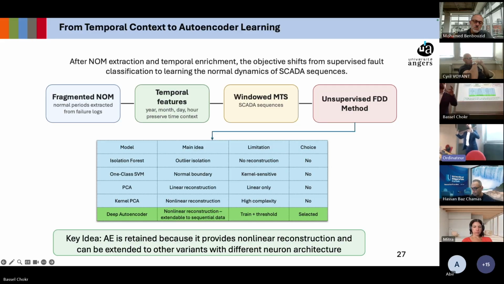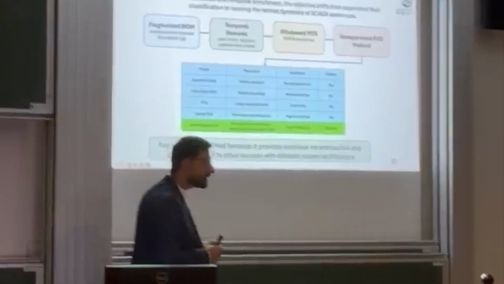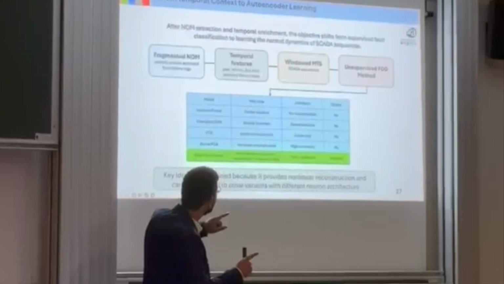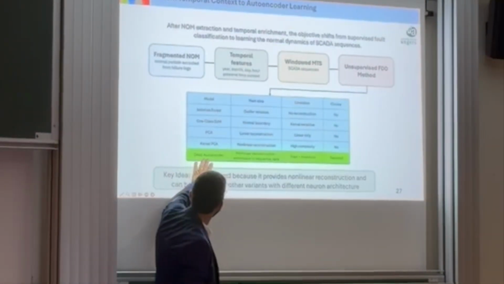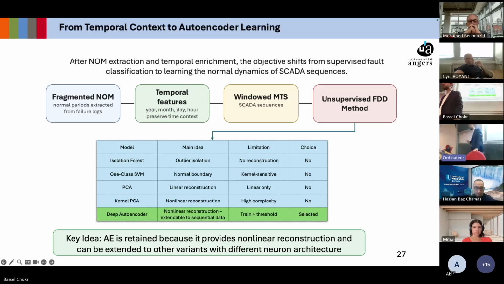Based on this deep knowledge of the normal operation mode, when we reconstruct it, we can detect the anomalies, as I mentioned earlier in the one-class classification paradigm. We could have used one-class SVM, but its limitation is that it is kernel sensitive. We could have used PCA, but it is linear only. Kernel PCA has high complexity, but can handle nonlinear reconstruction. But we chose the deep learning autoencoder, which can do nonlinear reconstruction.